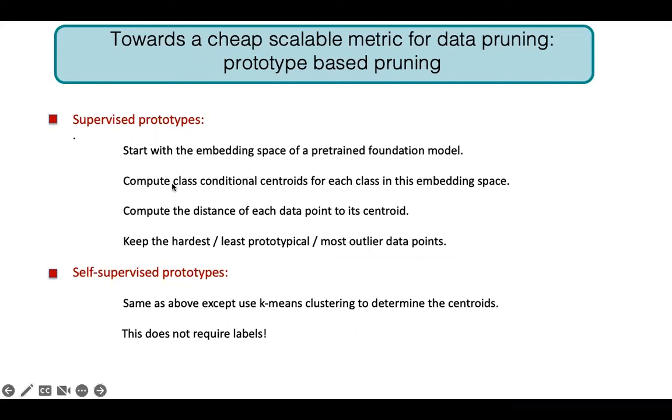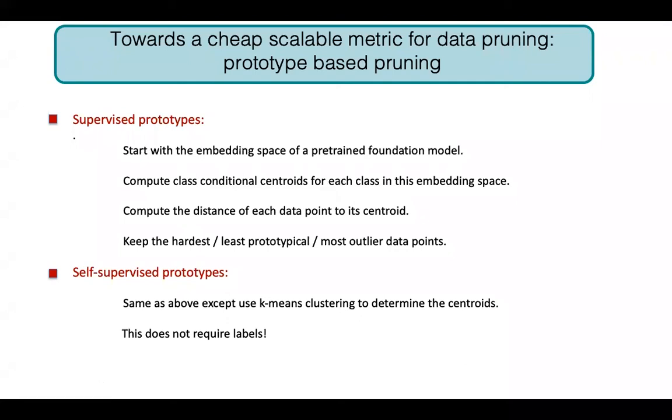For example, we could do it in a supervised way where if we know the class labels, we can compute class conditional centroids for each class in this embedding space. And then we can compute the distance of each data point to its centroid, and that's our score. The quote unquote hardest ones are by definition the ones that are furthest from the cluster centroid. They should be in some sense idiosyncratic outlier data points. So maybe we only train on the idiosyncratic outlier data points, but of course we modulate the fraction that we keep. So we could include some of the ones close to the cluster centroid as well. Okay, that's if we know the class conditional centroids. So that's if we know the labels.